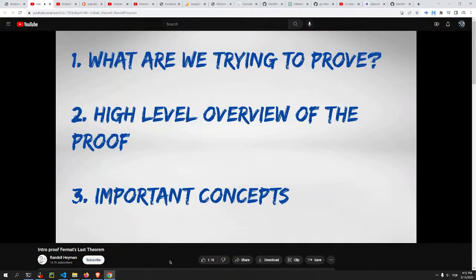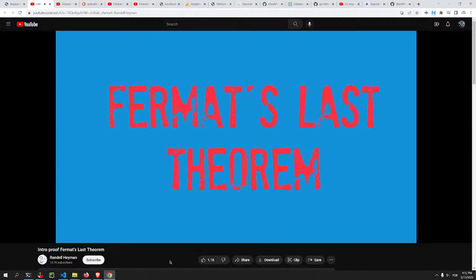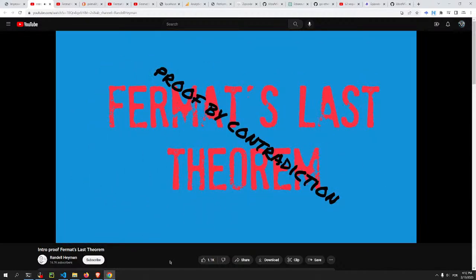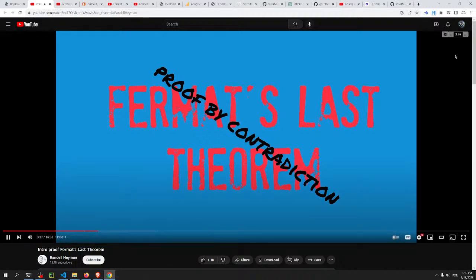So we're continuing to work our way through a high-level overview of the proof, and we've just established that we can simplify the problem a little bit. Now, there are many ways to prove things. The proof of Fermat's last theorem is a proof by contradiction. And I just want to go through a very simple example of proof by contradiction so that we can then better appreciate and understand the high-level overview of the proof of Fermat's last theorem.